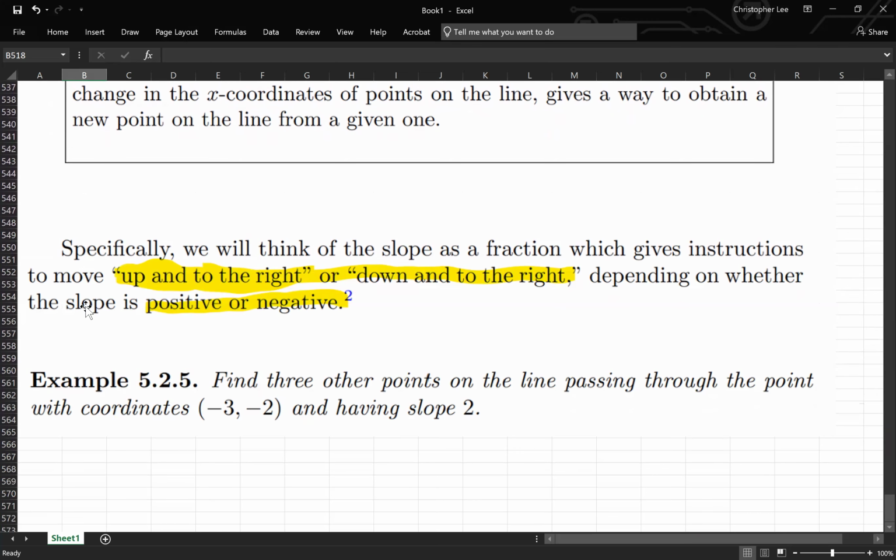Specifically, we will think of the slope as a fraction that gives instructions to move up and to the right or down and to the right, depending on whether the slope is positive or negative. So here's the question. Find 3 of the points on the line passing through the point with the coordinates negative 3, negative 2, and having slope 2. Go ahead.